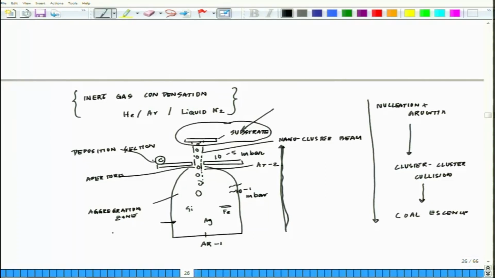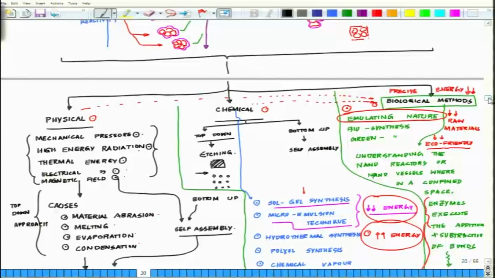substrate, and the advantage is again a high deposition rate, and it can be used to deposit material ranging from conducting to insulating. And unlike thermal evaporation, electron beam evaporation can be used to deposit material of high boiling point. So, you are realizing that all these techniques, if I talk about all the physical forces I told you in the very beginning, it could be mechanical, it could be high energy radiation, it could be thermal, it could be electrical, it could be magnetic.